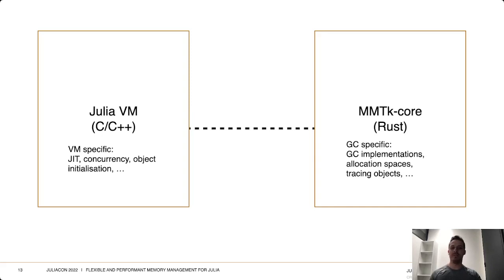On one side, you have the VM, which will have everything specific to it, such as just-in-time compilation, concurrency, object initialization, etc. And then, on the other side, you have MMTk core, which is implemented in Rust and contains everything that is GC specific, such as the GC implementations themselves, managing allocation spaces, tracing objects, etc.